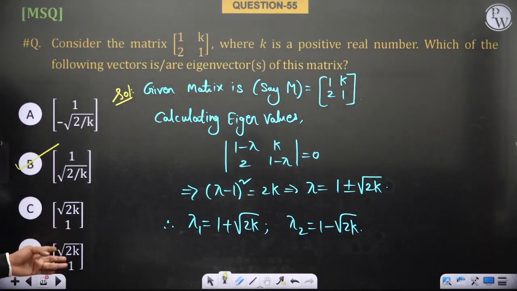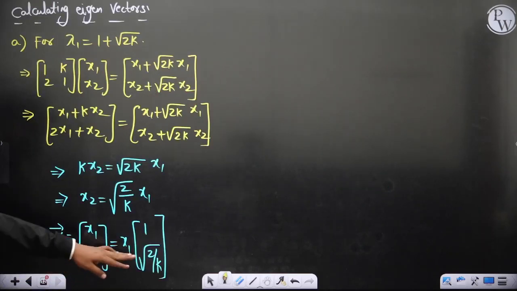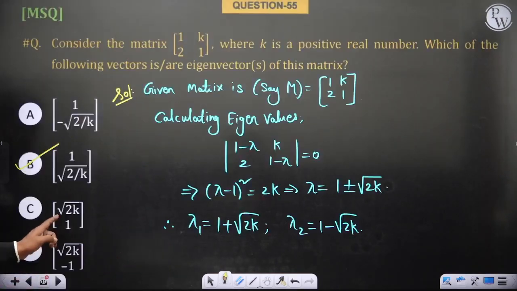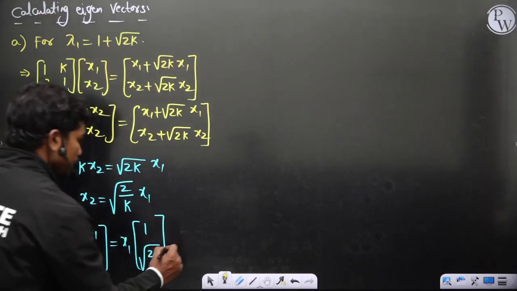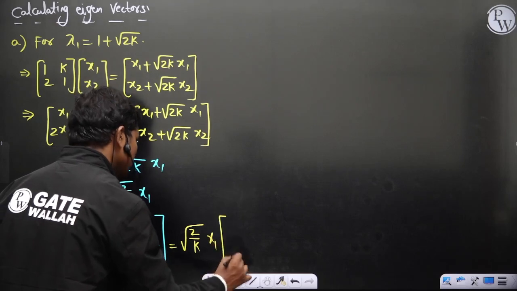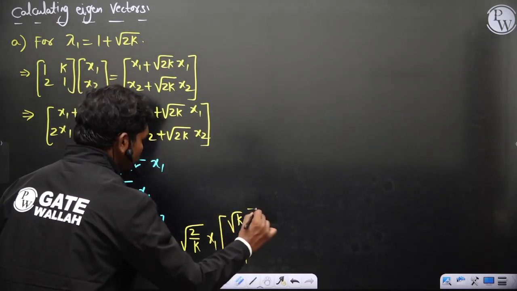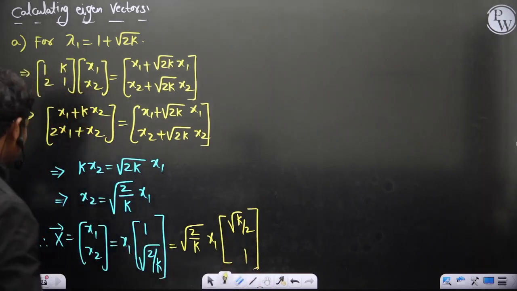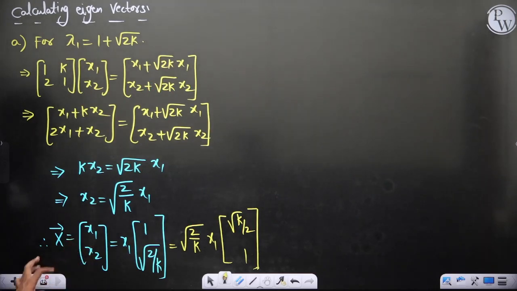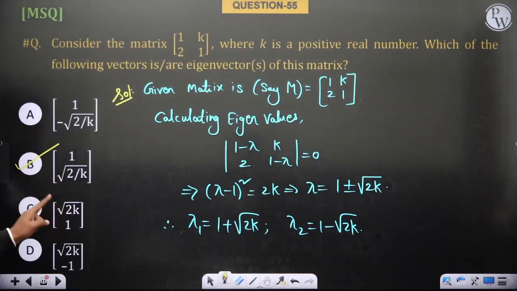Now compare with the options, root 2k comma minus 1, root 2k comma 1. If you take this root (2 by k) outside and keep 1 here, this can be written as root (2 by k) times [root (k by 2); 1]. Okay, so that we would have got, but it's not like root 2k, right? There is no minus sign, so it can only be both positive. So it's not root 2k, and this is not minus 1. So as of now, this gives only 1.